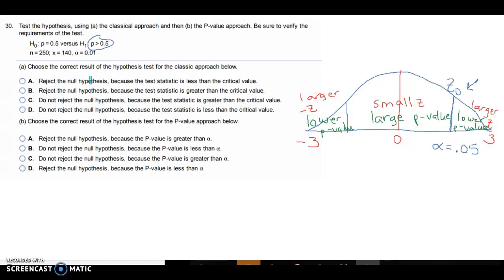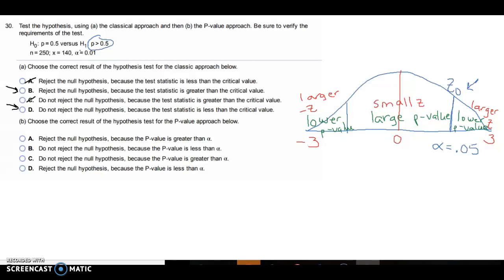So there's only two correct options here. We would reject the null because the test statistic is greater than the critical value. That's one possible option. So option A does not make sense. You don't reject if the test statistic is less. And the other option is do not reject if the test statistic is less than the critical value. So those are your two valid options. A and C don't work.